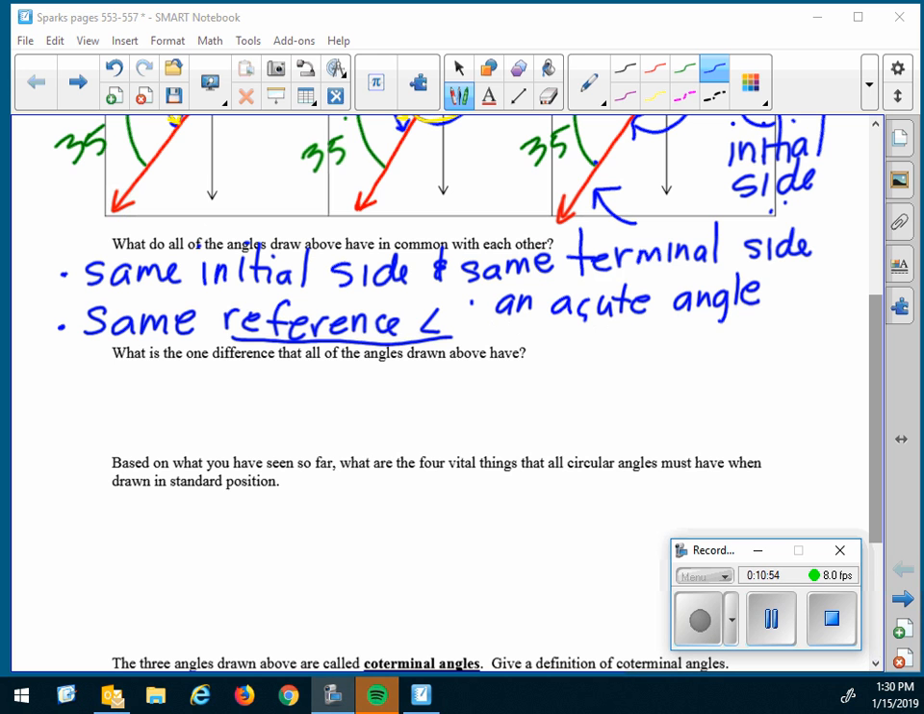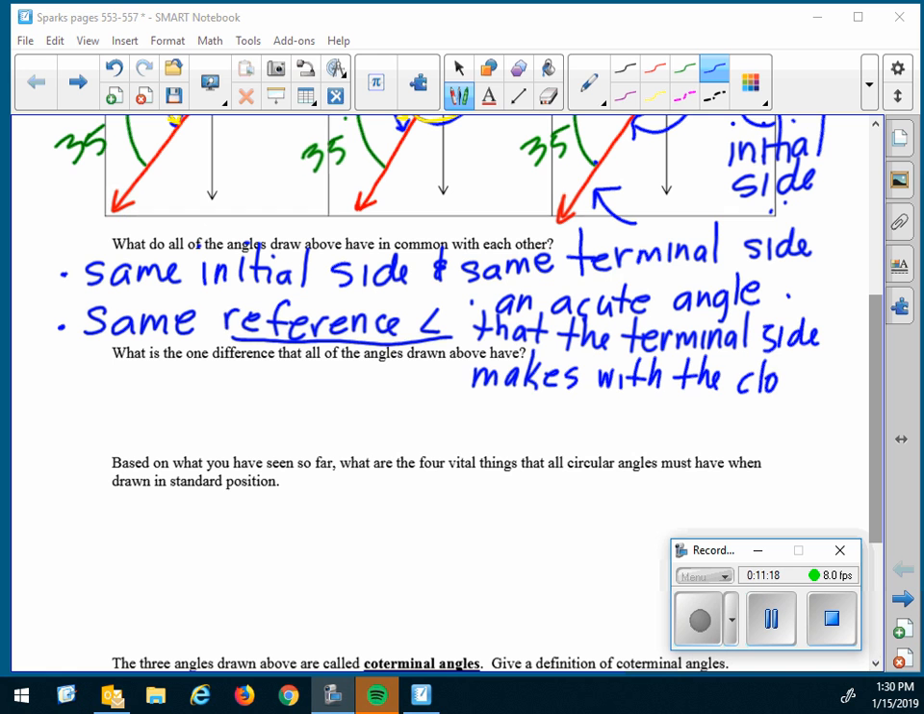All right, sorry, I had to erase 2 words. An acute angle that the terminal side makes with the closest x-axis. So a reference angle is an acute angle that the terminal side makes with the closest x-axis. You got that written down?